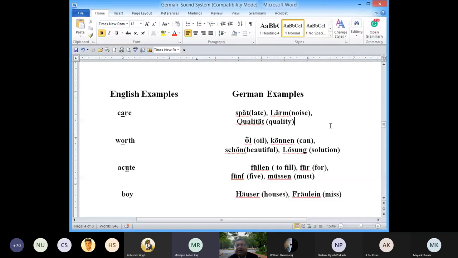Okay, look, I am reading once again for everybody, so please try to imitate me, and accordingly you should try to remember and practice. Spät, Lärm, Qualität, Öl, Können, Schön, Lösung, Fühlen, Für, Fünf, Müssen, Häuser, Fräulein.